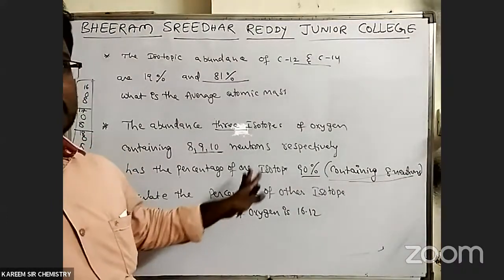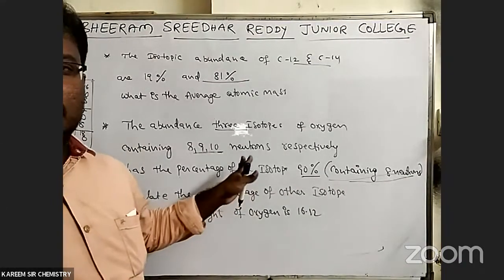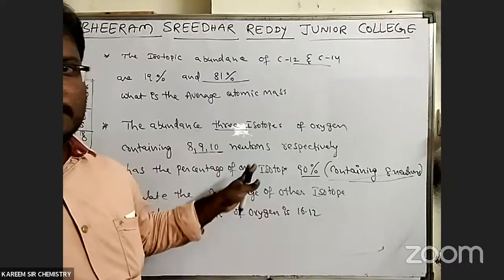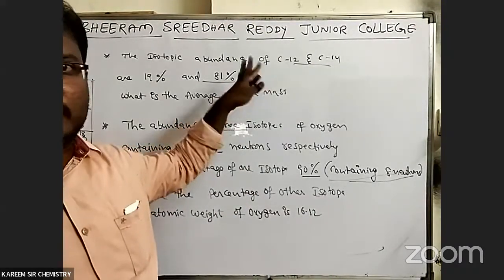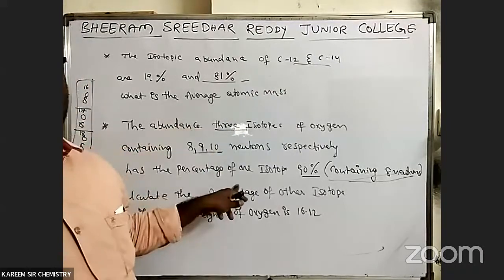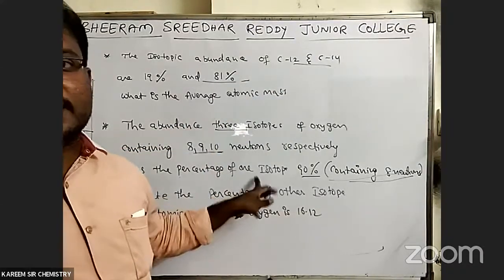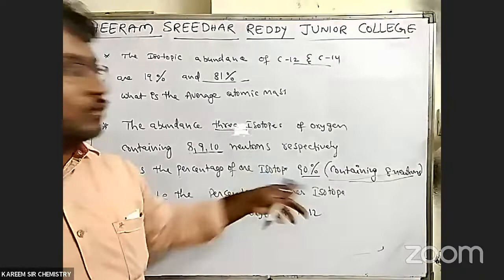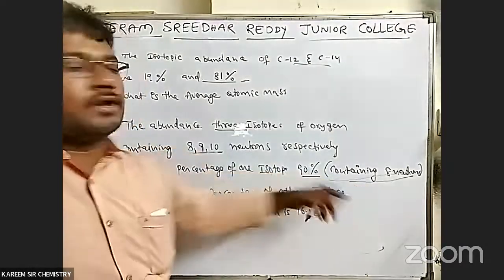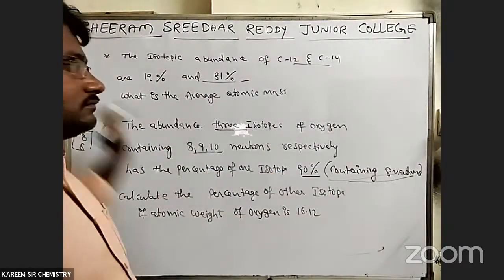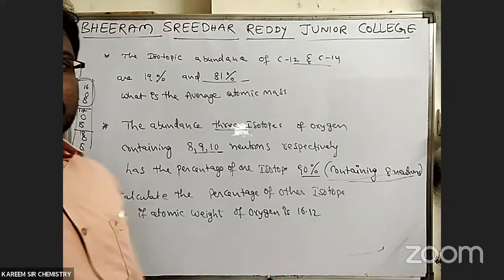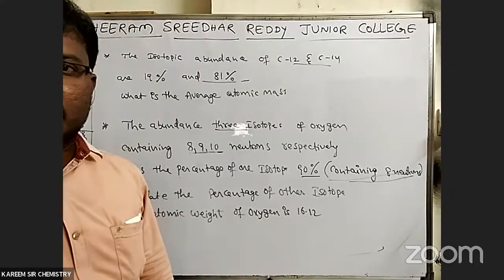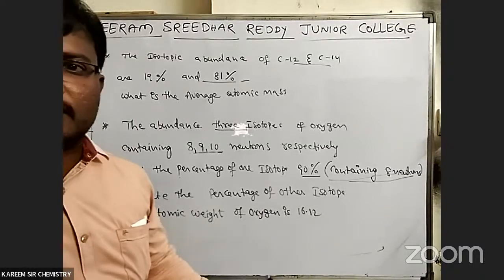Simply see this. How can we do this problem? This is very easy. M1 A1 plus M2 A2 by 100. Direct problem. Here 3 isotopes are given. One isotope is 90. Which one? 8 neutrons means 16. So this one is 90. Then we should calculate the other ones.